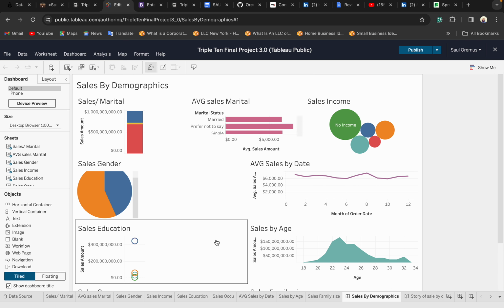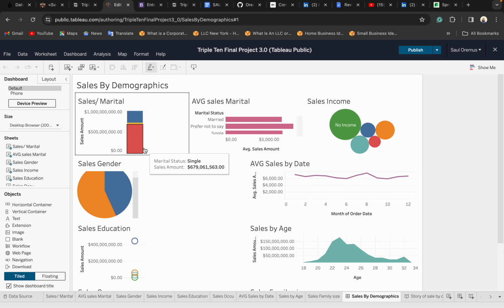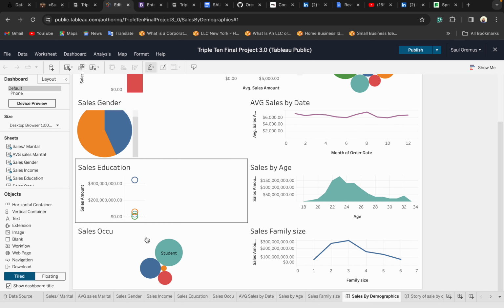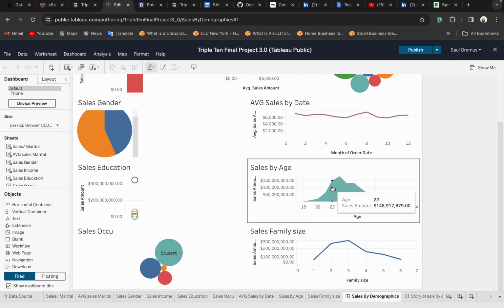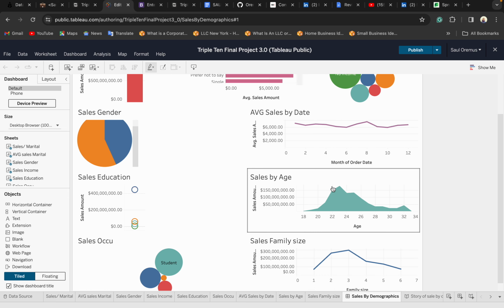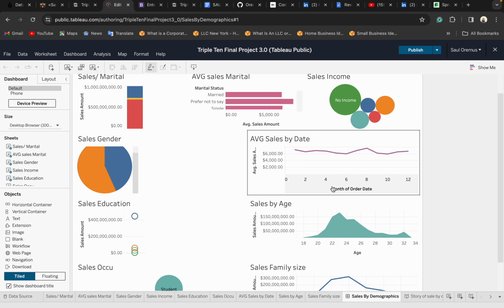As we can see from this dashboard, both single people, males, people with no income, as well as students, as we can see over here, post grad and graduate students, between the ages of 22 and 25. So students between the ages of 22 and 25 that are single and have no income make up the majority of our sales, which is pretty consistent. So post graduate students that are single are the number one people making up the bulk of our sales.